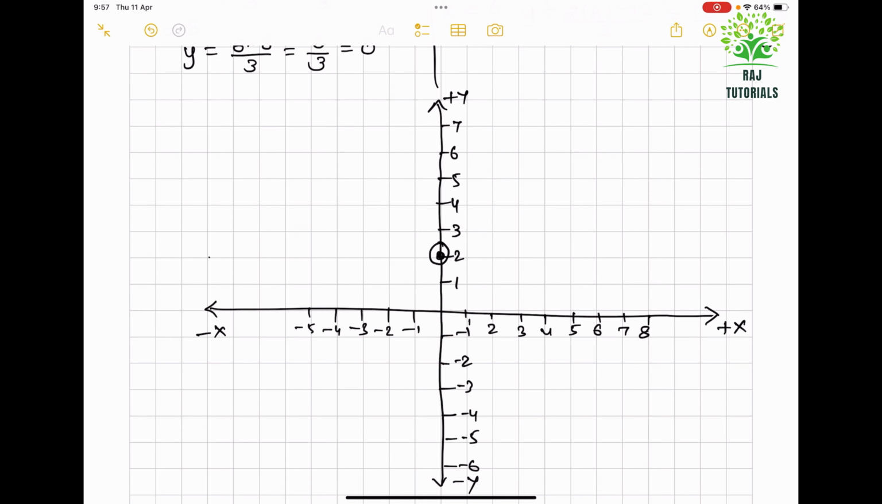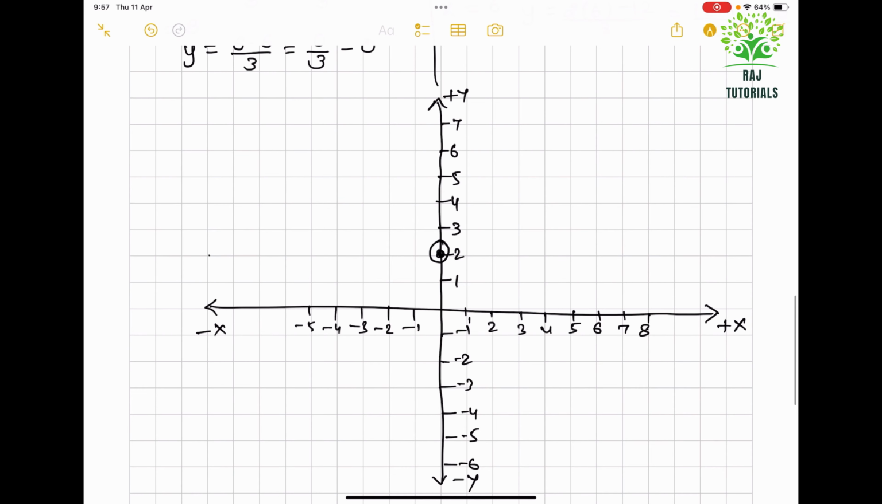Then the second point was 3, 1. So 3, 1 will come here. And the third point was 6, 0. So it came here. Now I will be joining all the 3 points with a straight line using scale. And this equation I will be giving name x plus 3y equal to 6.